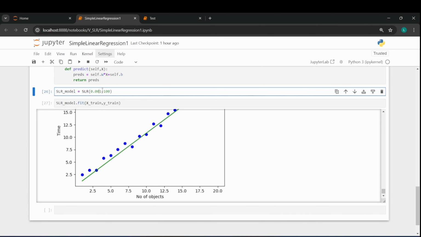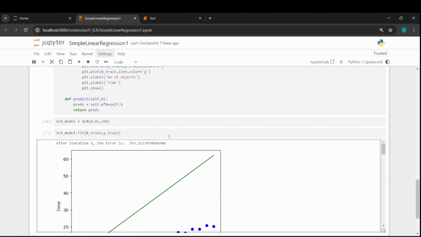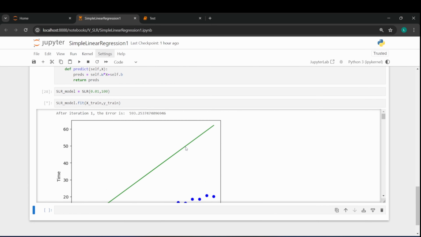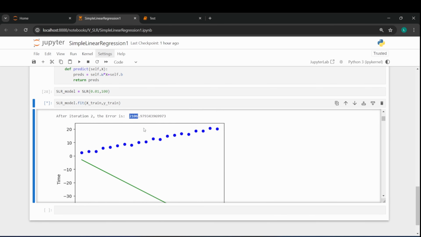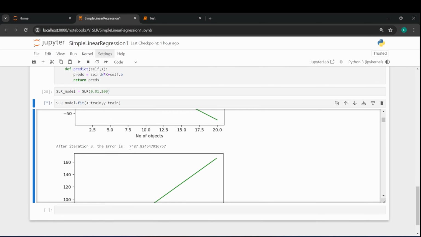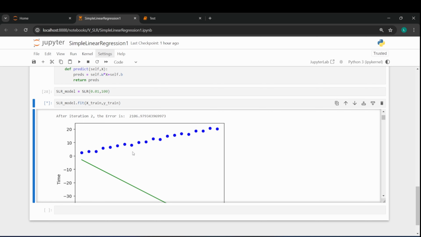Let's say I choose a higher learning rate value, let's say 0.01. Now let's see what happens. Here you see that the error is 593 in the first iteration, and after the second iteration it has jumped to 2106. So the error is increased, and in the third iteration it jumped to 7487. You can see that the error is increasing and the line is moving further away from the best fit position.